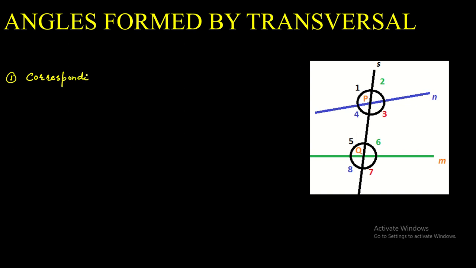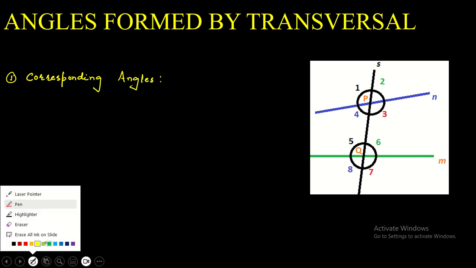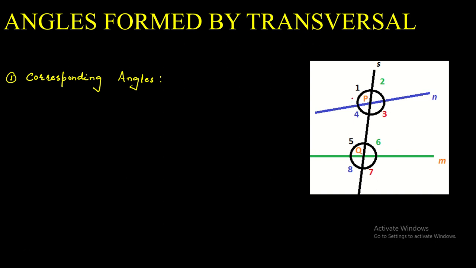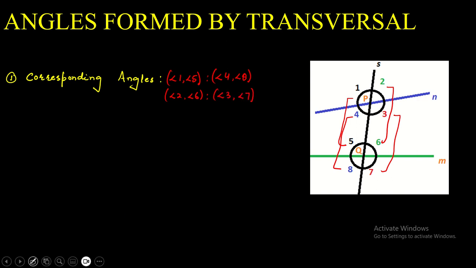And we said the corresponding angles are those angles which are formed on the same side of the transversal with different vertices and one lying in the interior and another in the exterior. So we have the different pairs as angle 1, angle 5, then angle 4, angle 8. These are on the left side of this transversal, and then on the right side we have angle 2, angle 6, and angle 3, angle 7. So these are our four pairs of corresponding angles.